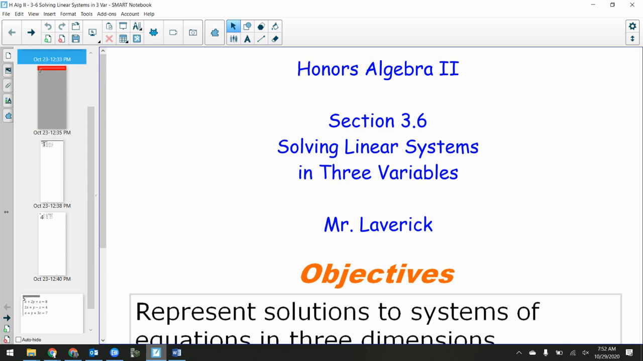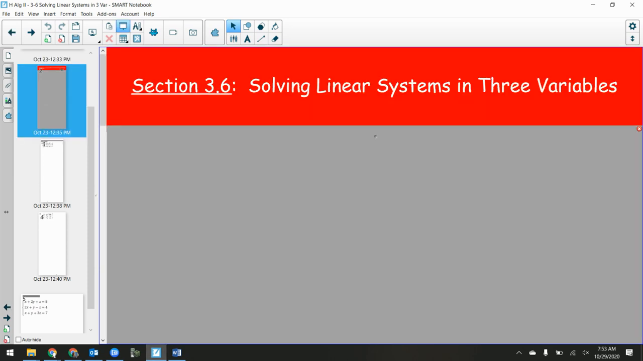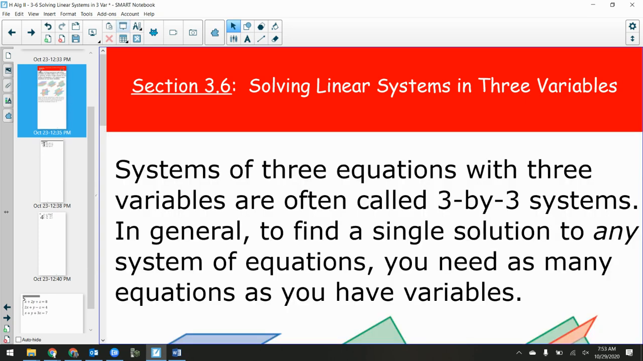So in section 3.6, we're going to take what we learned in section 3.2 with substitution and elimination, and apply it to systems of 3 equations. I said at the beginning of this chapter that a system was a set of at least 2 equations with at least 2 variables. I implied that there could be more, but we never really talked about it. So today we're going to look at when we could have more than 2 equations.